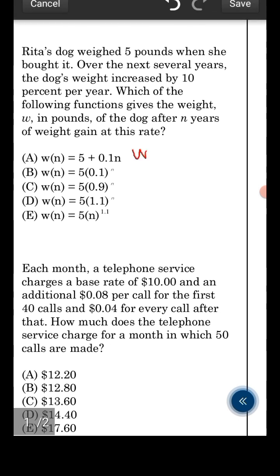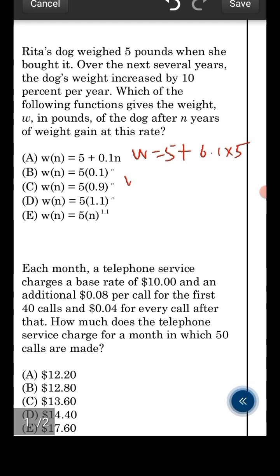We can say that W is equal to 5 plus, since it is 10% every year, so we're going to take this to mean what? That it is 10% of the weight every year. So it is going to be 0.1 times 5.